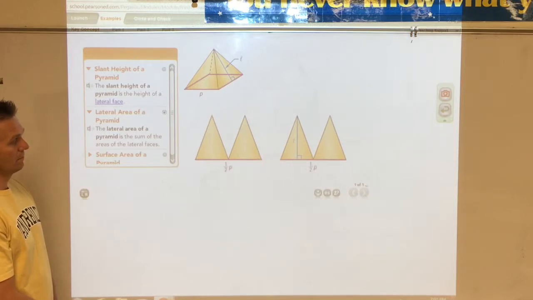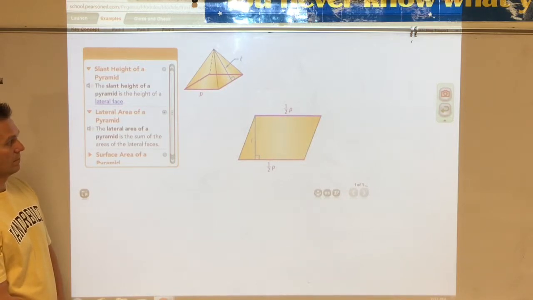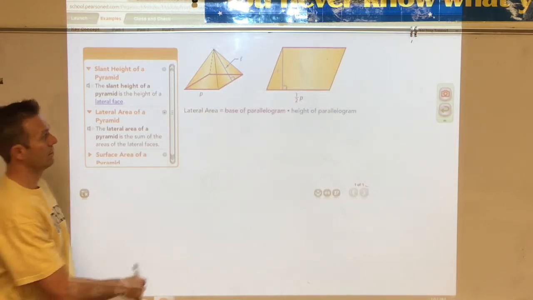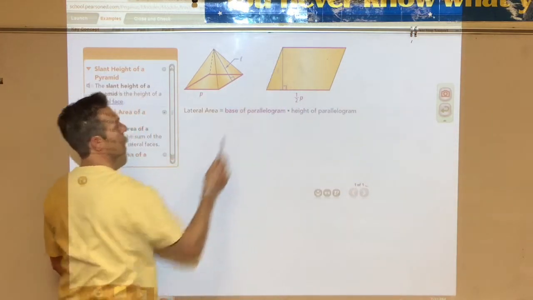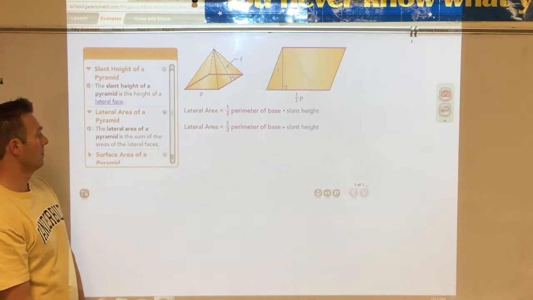You can form a parallelogram by splitting the triangles into 2 halves and putting them back together. The lateral area of the pyramid and the area of the parallelogram are equal. So the lateral area of the pyramid equals the base of the parallelogram times the height of the parallelogram. The base of the parallelogram is 1/2 the perimeter of the base of the pyramid. And the height of the parallelogram is the same as the slant height of the pyramid. So the lateral area of a pyramid equals 1/2 the perimeter of its base P times its slant height L.